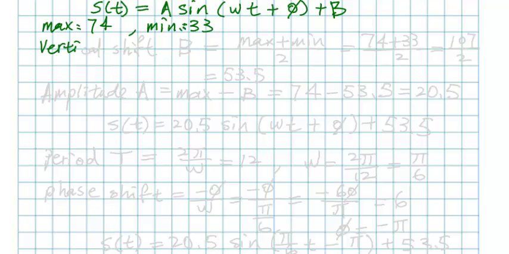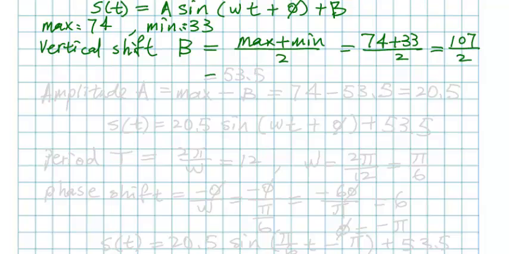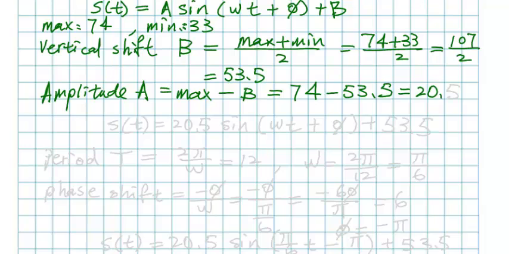The vertical shift, or B, is the same as the average between the max and min, which is the max plus the min over 2, equals 74 plus 33 over 2. That's the same as 107 over 2, or if we use decimal numbers, it is the same as 53.5. The amplitude, which is A, equals the max minus the vertical shift B. That's the same as 74 minus 53.5. That's 20.5.